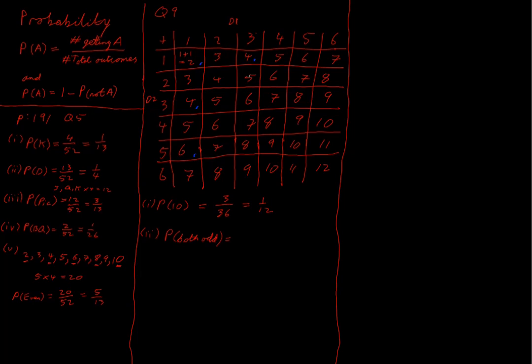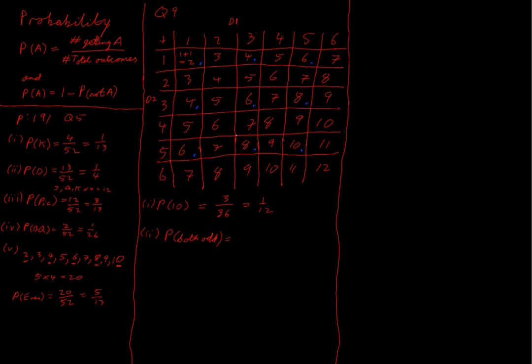2 isn't going to include any of them, so 3 and 1, 3 and 3, 3 and 5. 4 can't include any of them. 5 would be 5 and 1, 5 and 3, 5 and 5. So both numbers are odd. We can't have 6 as one of them because 6 is already an even number.